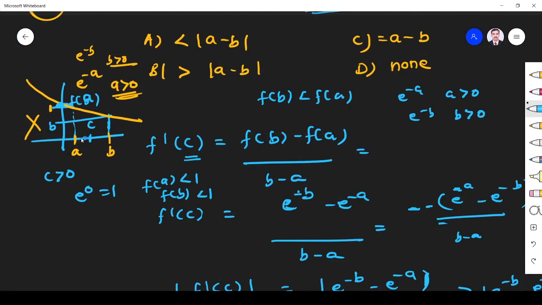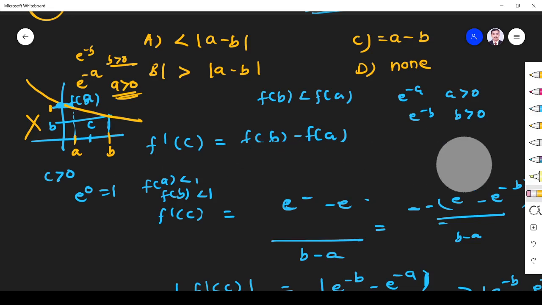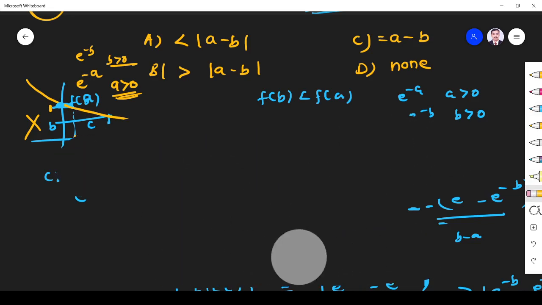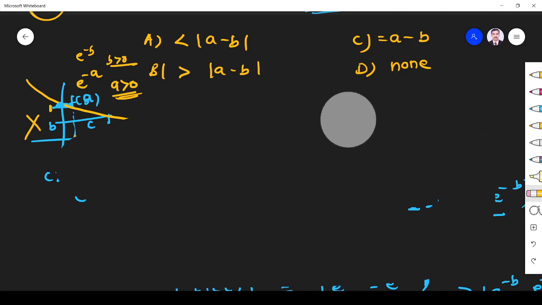So what is the thing? If e power 0 is 1, then e power minus a or everything should be less than 1 only. So this is a tedious procedure I have explained, right? But we can solve it very quickly. How? I hope now you understand the logic.